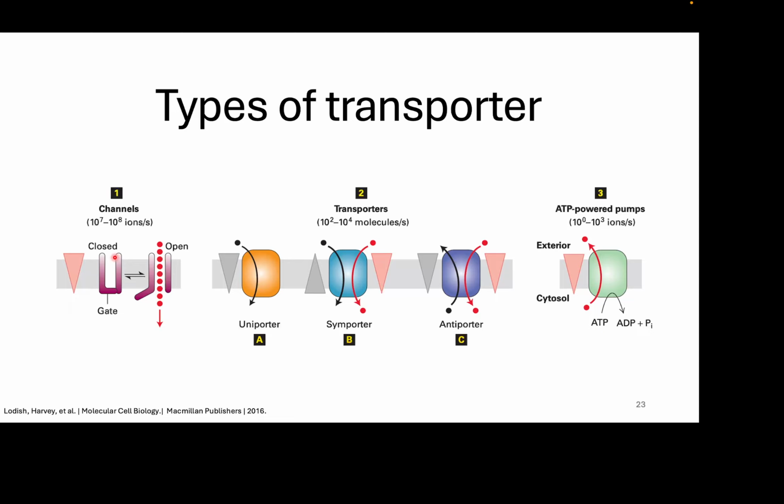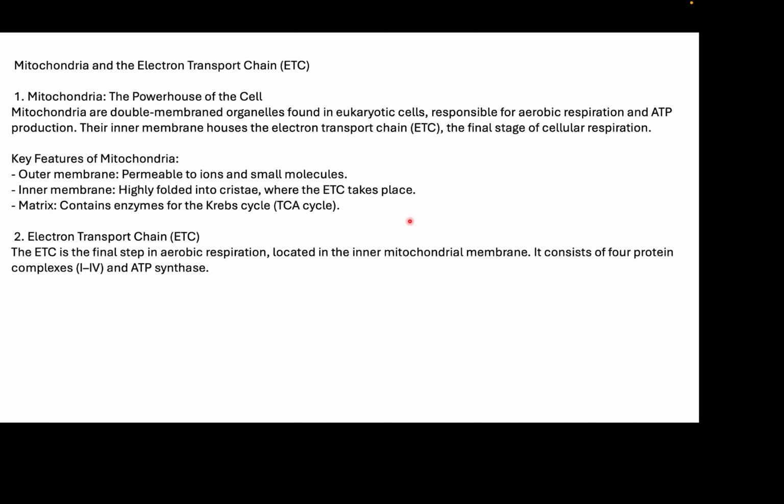Then we have ATP powered pumps, in which the transportation takes place from lower concentration to higher concentration, that is, against the concentration gradient, and there is association of energy via ATP. Okay, and these are the rates at which they are transporting. Okay, if we talk about transportation, we have talked about the cell membrane.